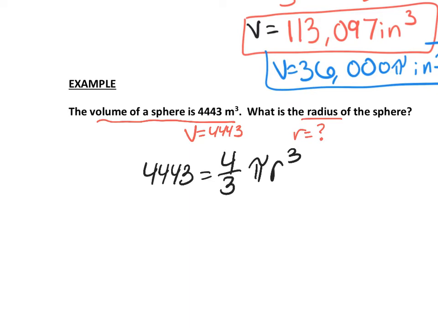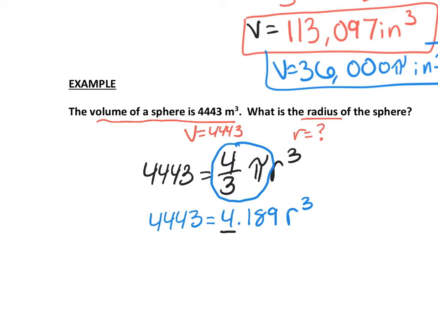We need to solve for r. So again, I'm going to take the stuff that's not the r on this side and multiply it together, so I just have one number I need to deal with. 4,443 equals, and then I can do 4/3 pi using the pi button in my calculator. And it gives me 4.189 r cubed.